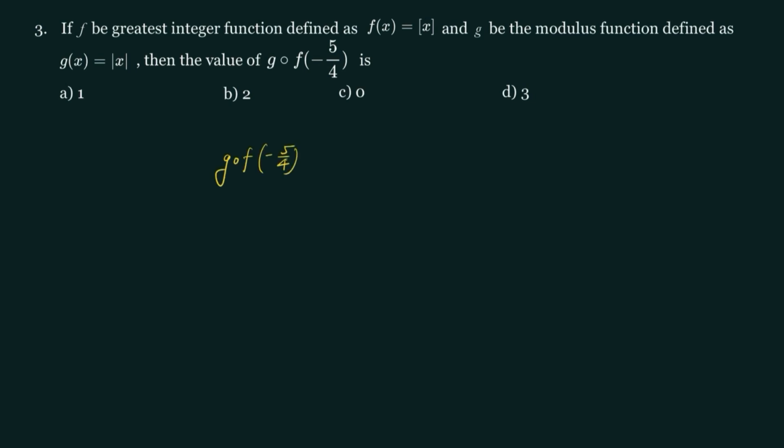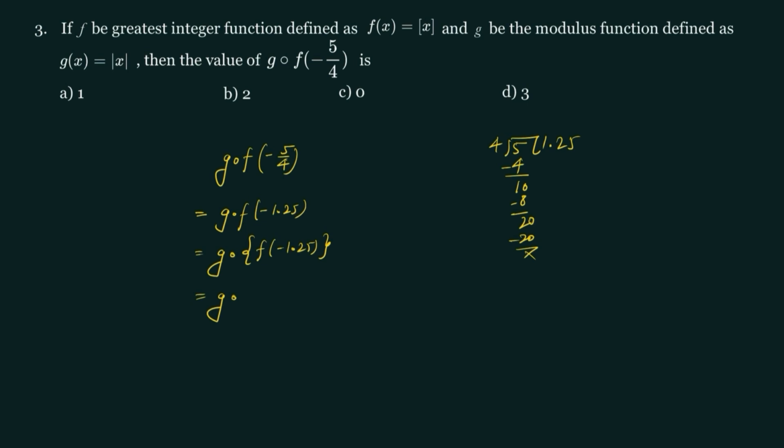If I convert this 5 over 4 into decimal, then it will be 1.25. So that means this is g of f of minus 1.25. So this will be equal to g of, from the definition, f(x) can be written as the greatest integer of x. So here I can write minus 1.25.